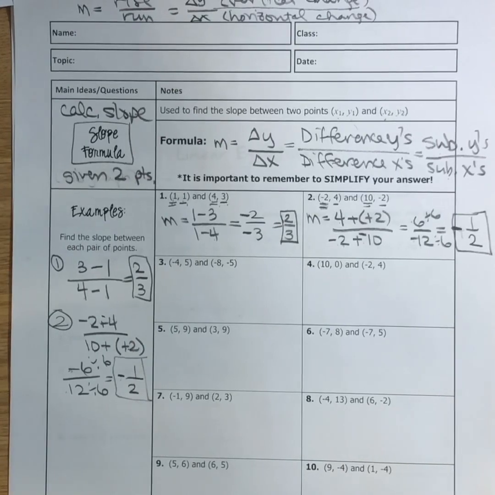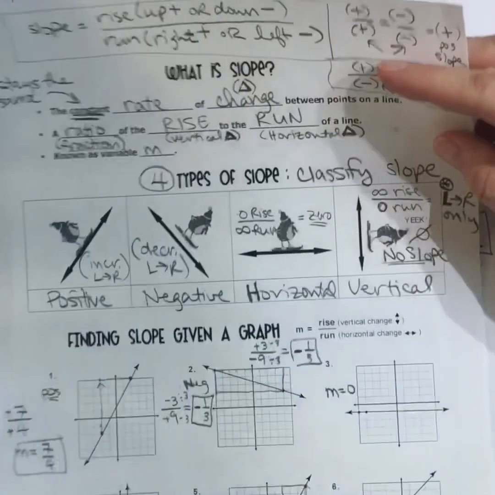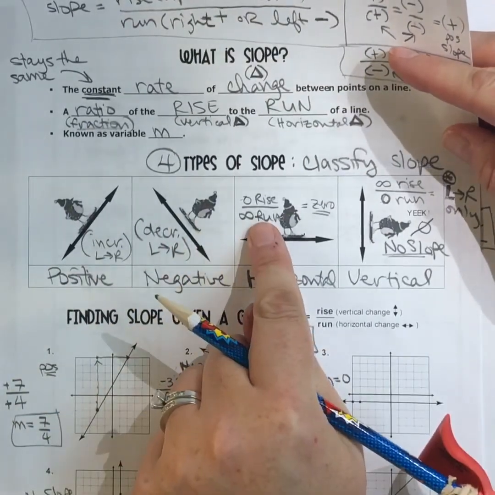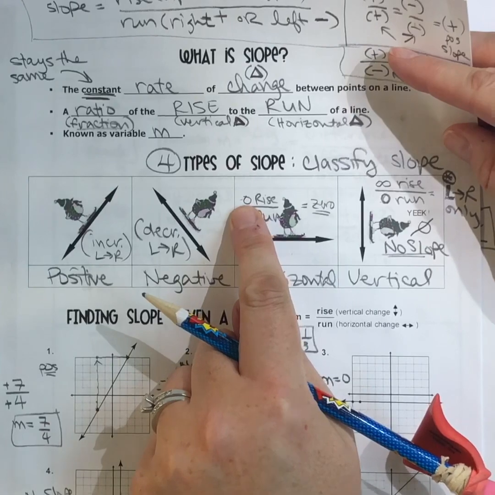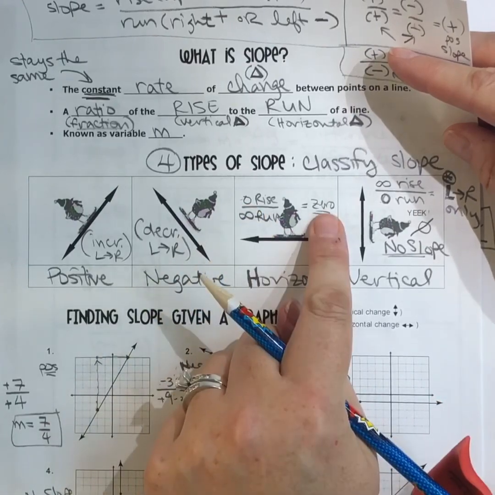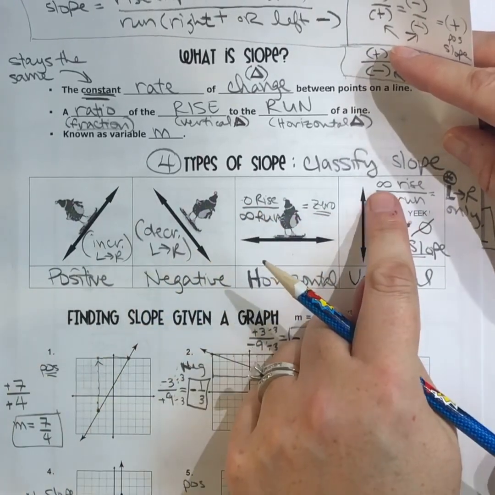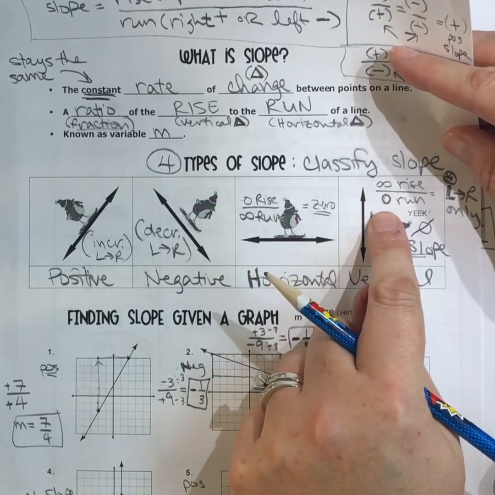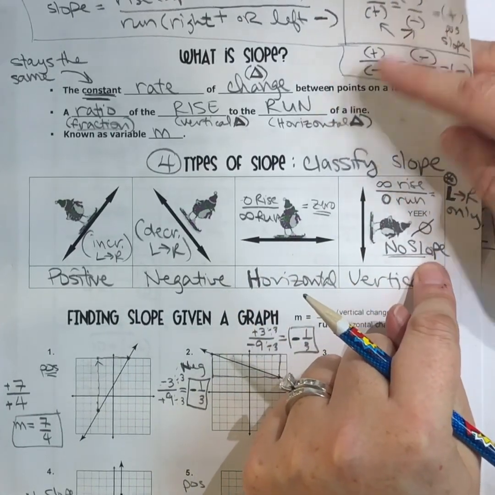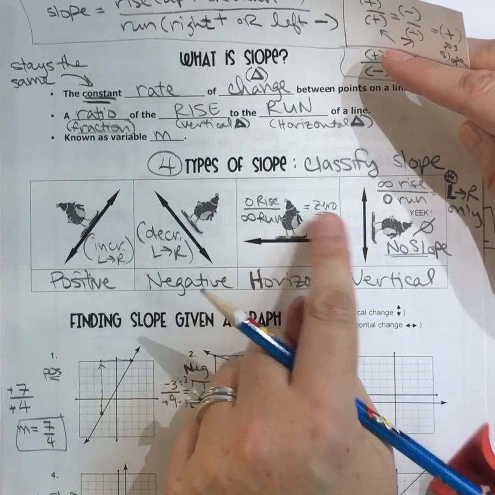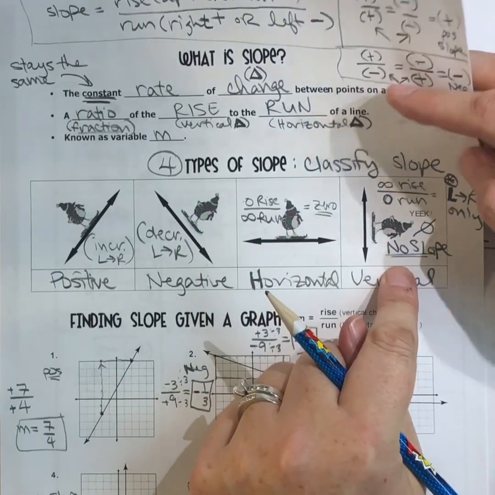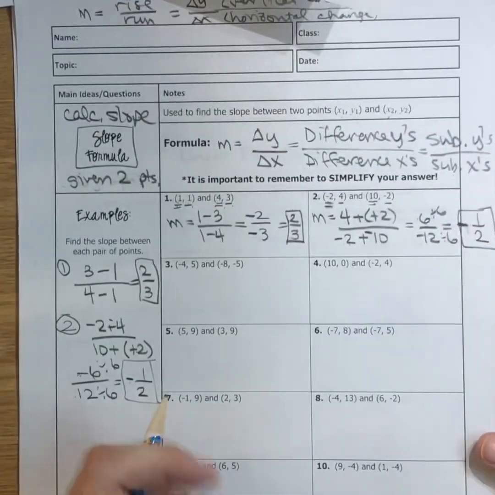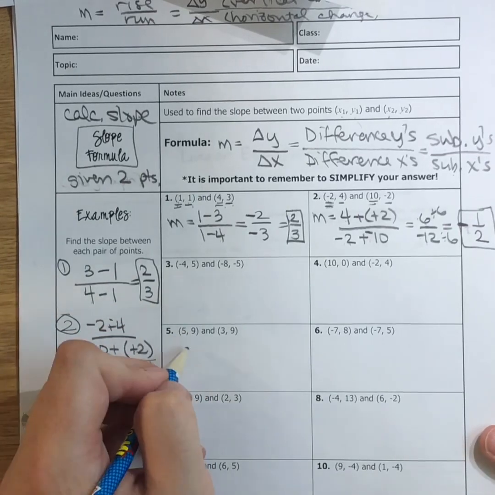Now, what do we do if we get a 0 in the numerator or denominator? Okay. Well, remember these from our previous notes. If you get a 0 in the numerator over any other number, it just equals 0. If you get any number over 0, then it's no slope whatsoever. Okay. So this is what we're focusing on. Okay. These two examples.